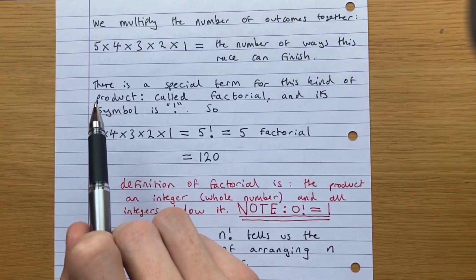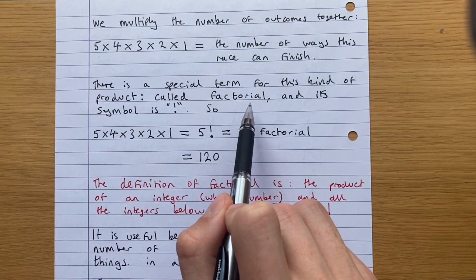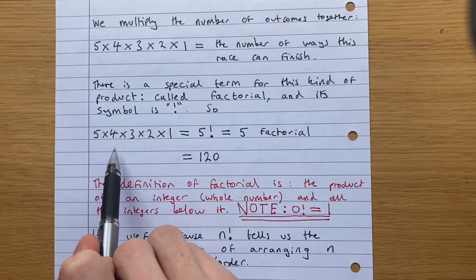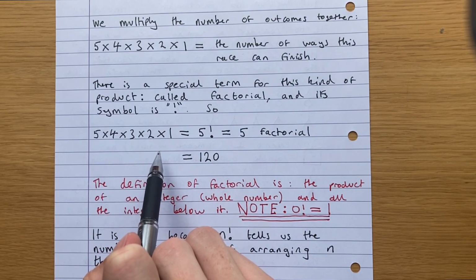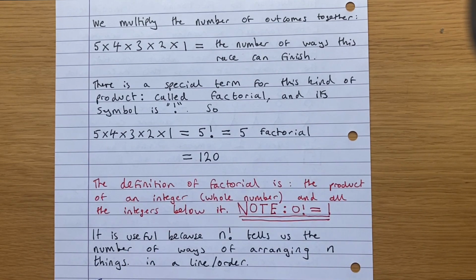There is a special term for this kind of product, and it's called factorial, and its symbol is an exclamation mark. So 5 times 4 times 3 times 2 times 1 is equal to 5 factorial. That's how you say it, 5 factorial. And in this case, this sum is equal to 120.